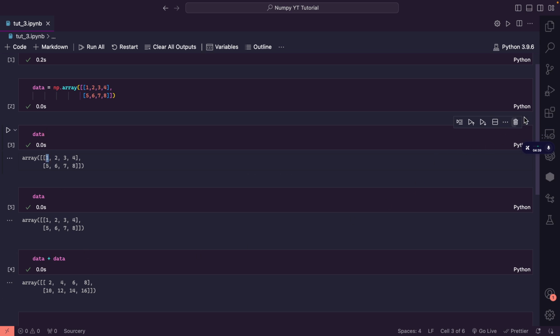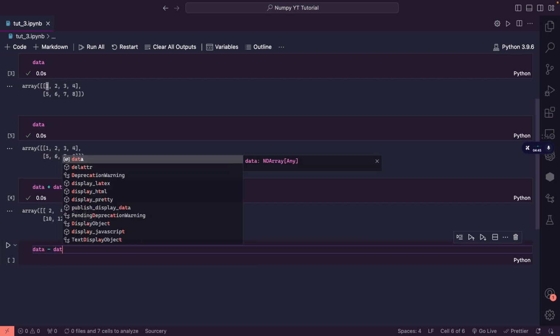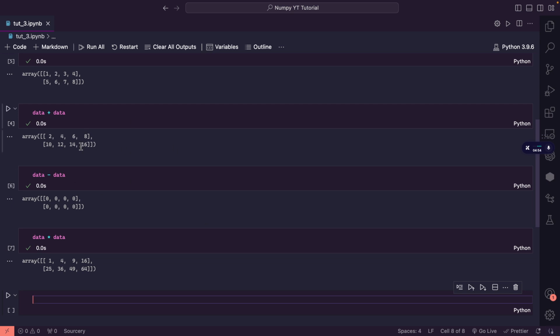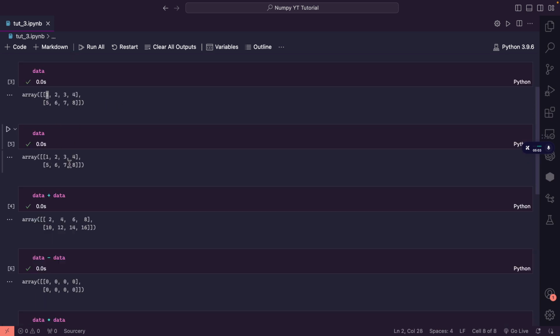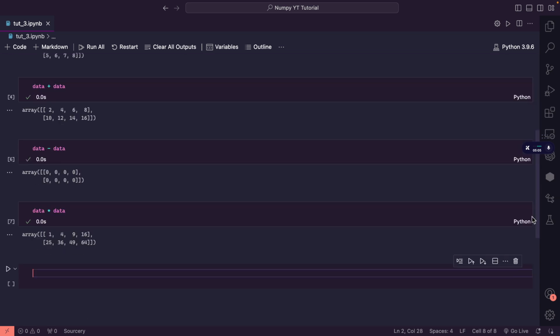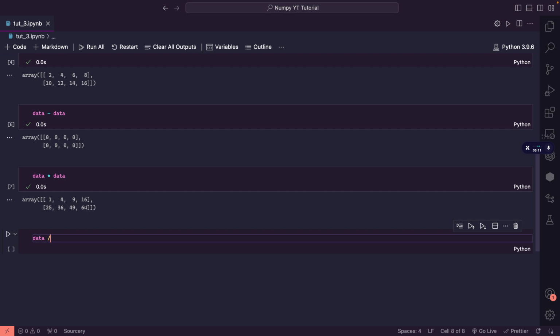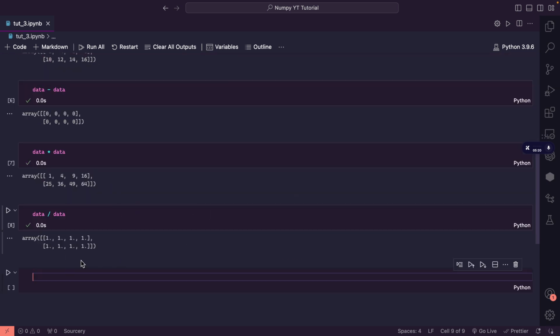Okay, data plus data. It will be the same idea for data minus data, since each element gets subtracted from itself. Data times data means each element is multiplied by itself: one times one is one, two times two is four, three times three is nine, four times four is sixteen, and so on. And data divided by data will be one everywhere, because if we divide any number by itself, the result is one. Pretty good, we could see that.